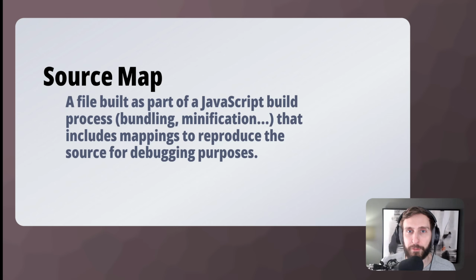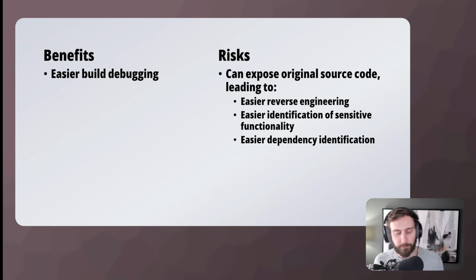And it just so happens that from a security perspective, this information can also be useful to security testers in order to identify additional functionality and components that might not ordinarily be sent with the application. So in general, in production applications, you don't want to be including source map files because it can reveal a lot of that information, or at the very least, it can make reverse engineering a lot easier for attackers. So the benefits, of course, are easier debugging, but the risks are easier reverse engineering, easier identification of sensitive functionality, and oftentimes it can also expose dependencies.